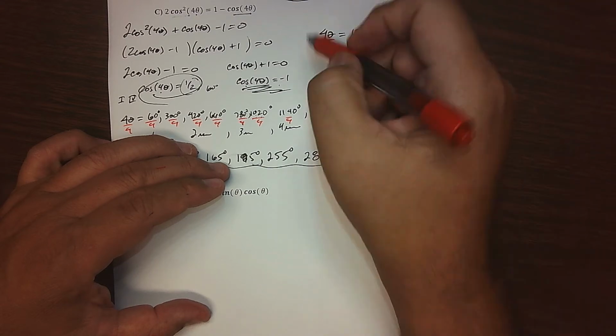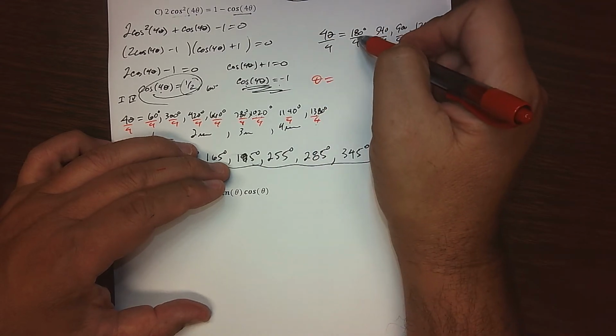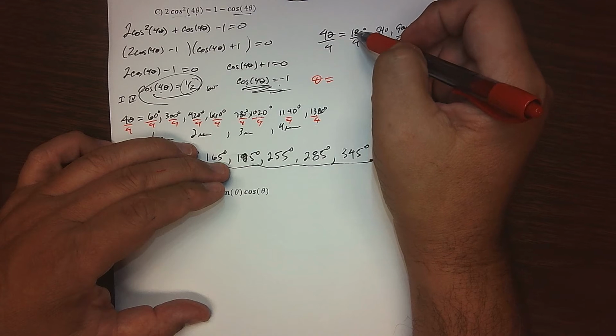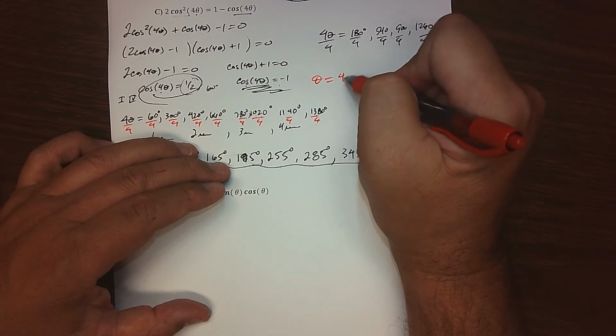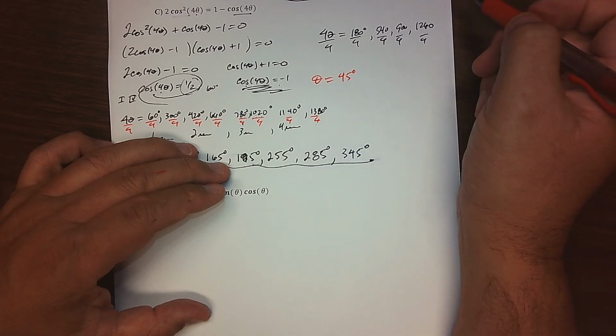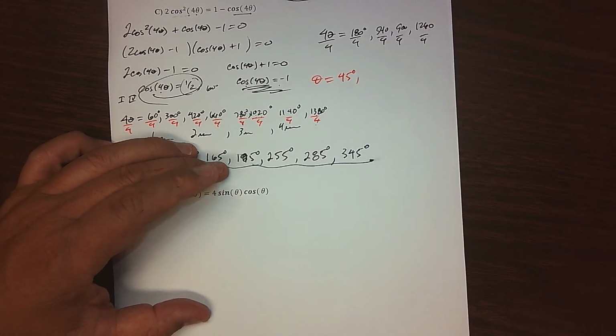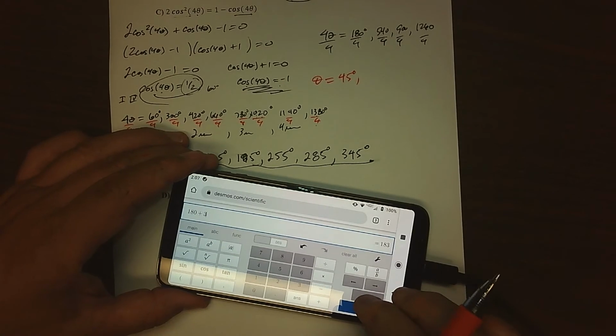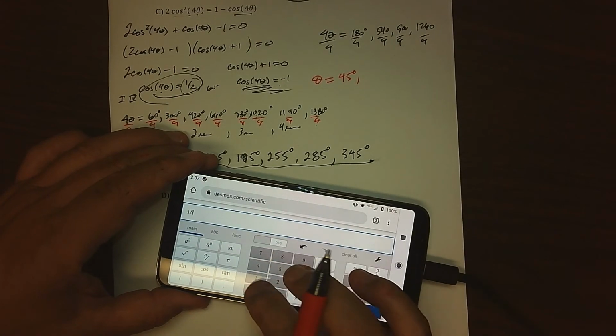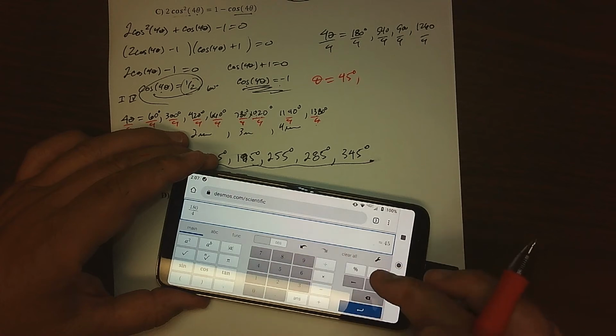So our theta ends up being 180 divided by 4. What's that going to be? 45. Okay, again, let's just go to our calculator. Sorry. 180 divided by 4. Yeah, there's 45.